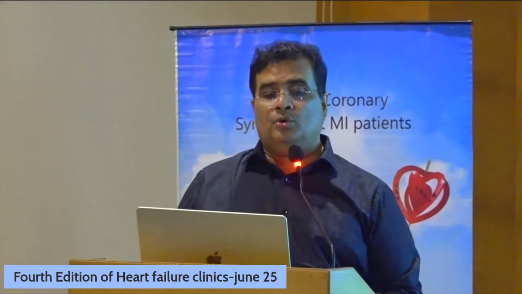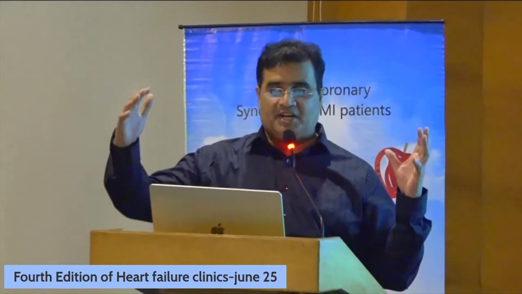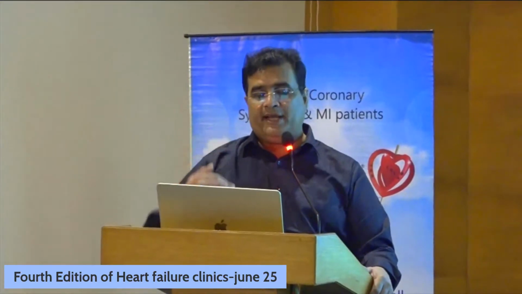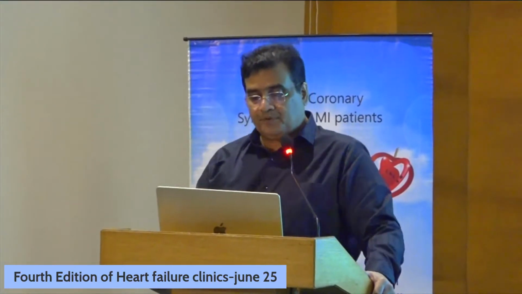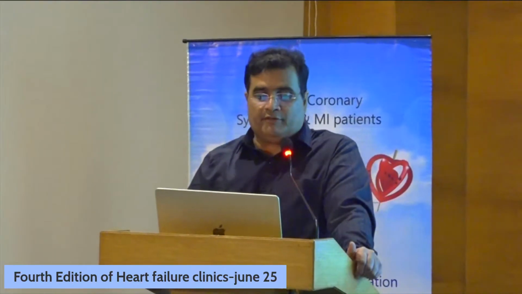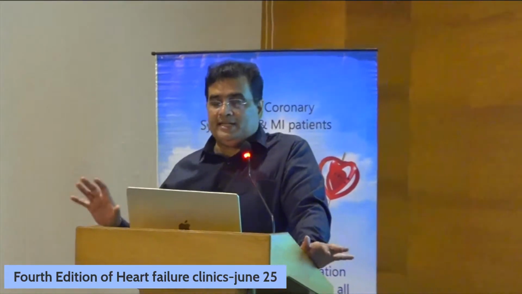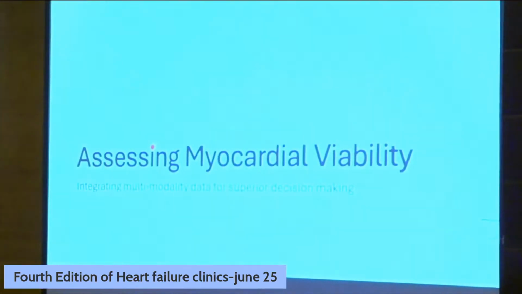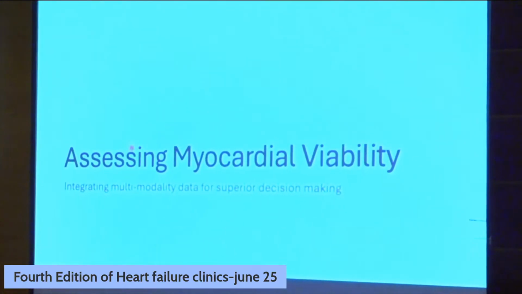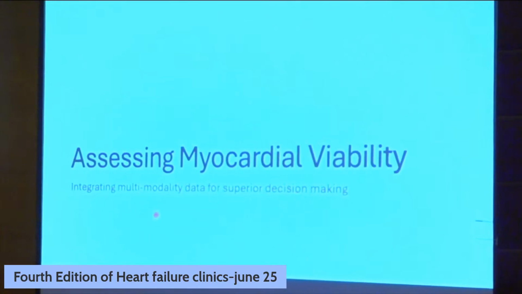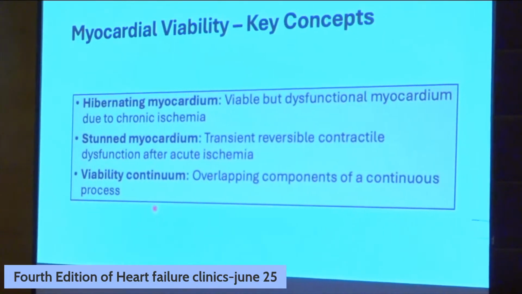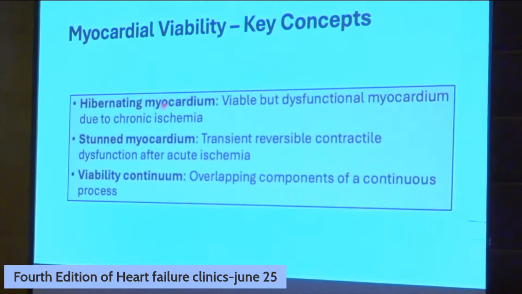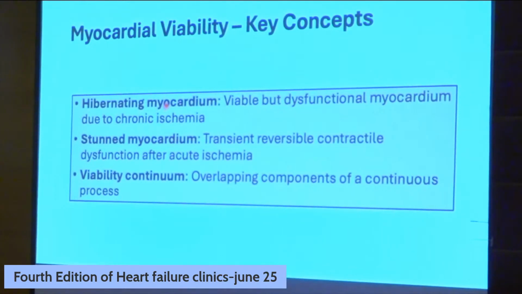Now let us integrate the data. We studied PET, we studied echo, we studied cardiac MRI, and we studied coronary angiography. So we studied multiple modalities of assessing coronary artery disease. Now let's look at how you take all this information and come to a superior decision. So, integrating all these modalities, there are three types of myocardial dysfunction. One is a completely scarred myocardium, which you have seen.